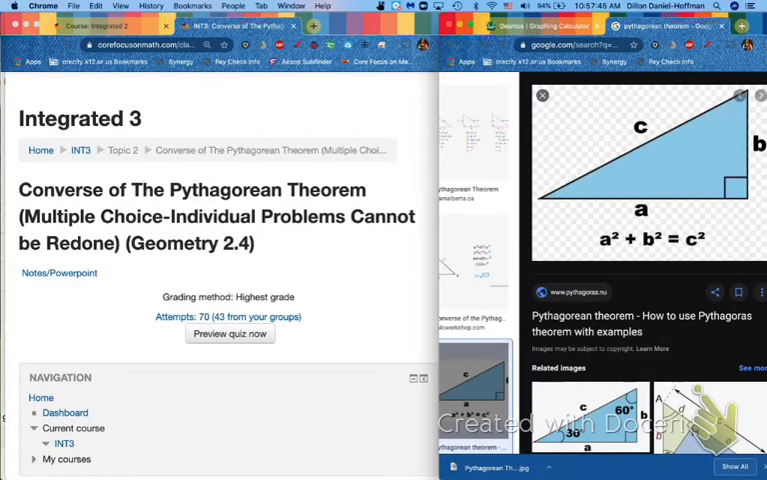Converse of the Pythagorean Theorem. Right off the bat, notice this is a multiple choice, one of the rare ones that individual problems cannot be redone, so I will start off by reminding you how to submit entire assignments if you miss a problem once we open it. First, I'm going to remind you a few things.